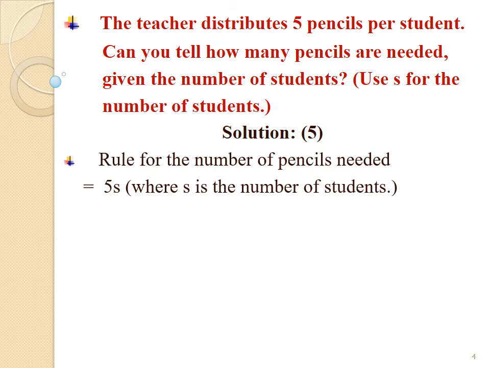Students, note that in algebra, we ignore the multiply sign when a variable is multiplied by any constant number, that is fixed number. Students, in this sum, 5 is a constant number, that is fixed number, and S is variable.